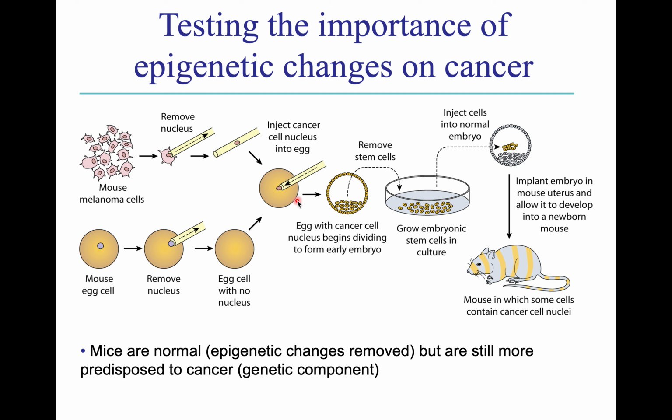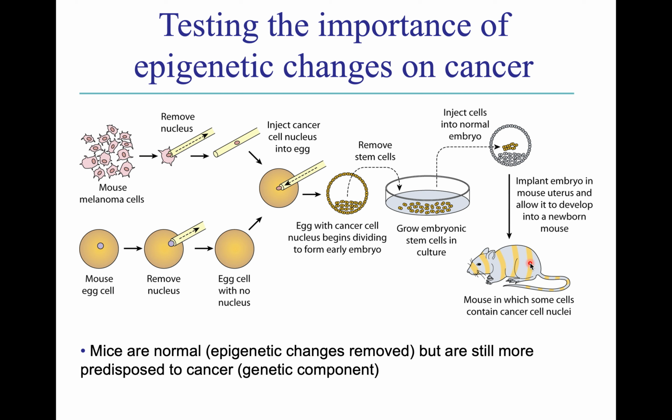So now you have basically a cancer cell mouse egg, essentially. And in a nutshell, what they would do is they would allow this to be fertilized and begin dividing, put this into a normal mouse embryo, some of these essentially cancerous stem cells. So you end up with this mouse that is essentially a chimera, where some of the cells in the adult mouse inherited the DNA from the melanoma cells, and some of the cells should be totally normal.